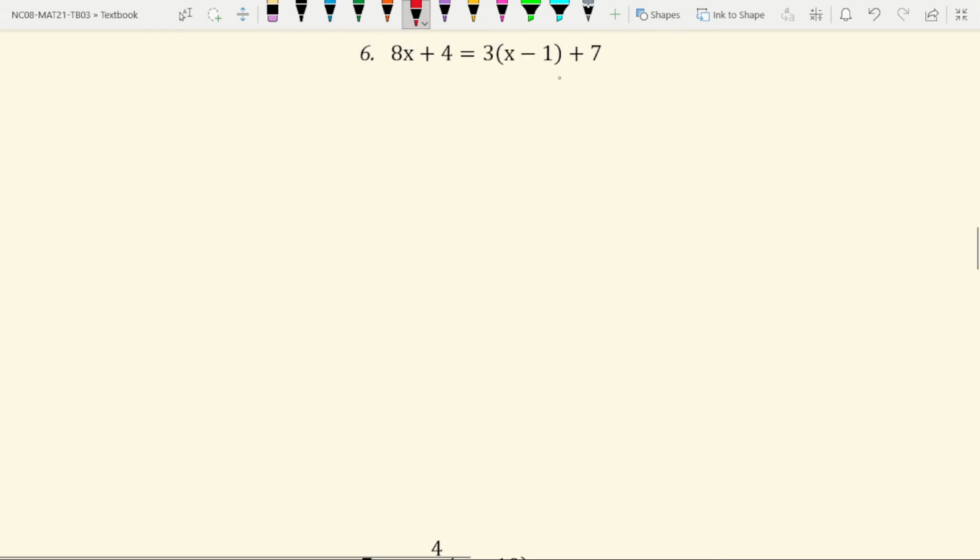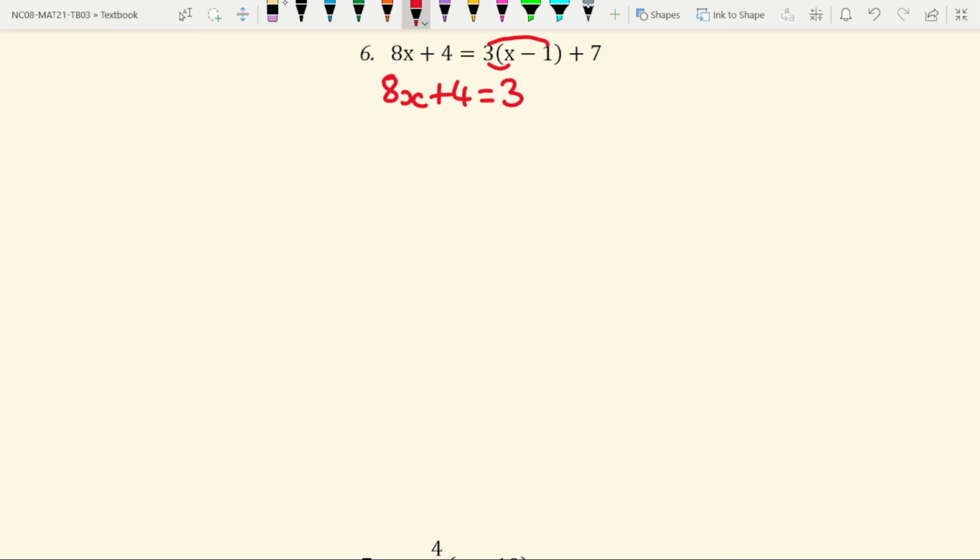So let us solve this first. To solve this, first we have to open the brackets. We have to remember the BODMAS rule. BODMAS states we have to open the brackets first. So 8x is as it is, plus 4 is also as it is, and here 3 into x. 3 is getting multiplied, but 3 is not getting multiplied with x only. 3 is getting multiplied with 1 also. 3 is getting multiplied with both the terms within the bracket.